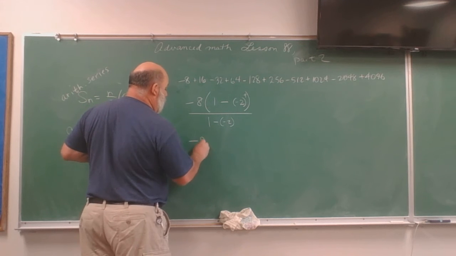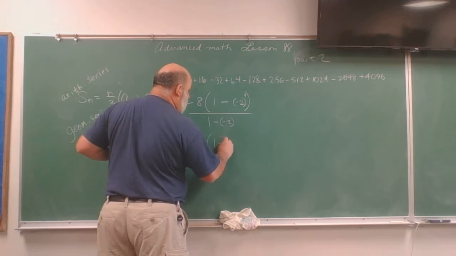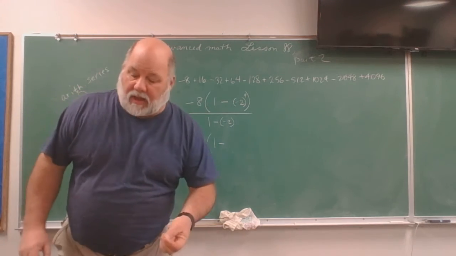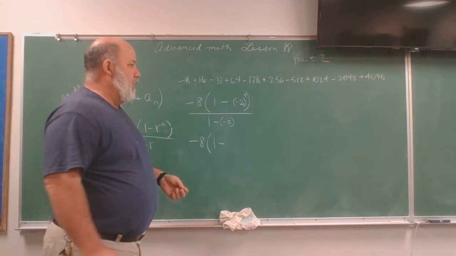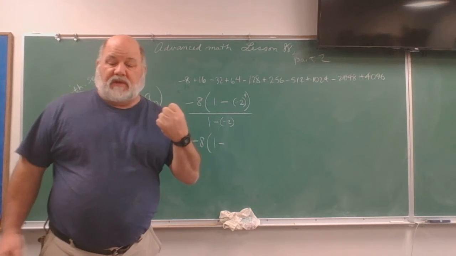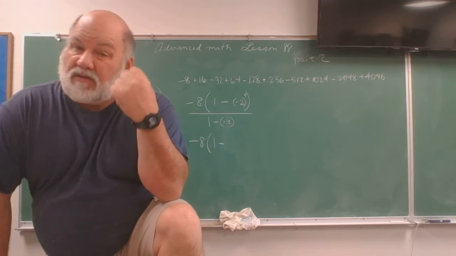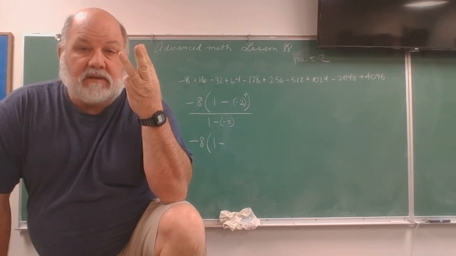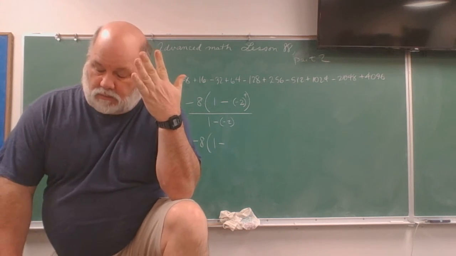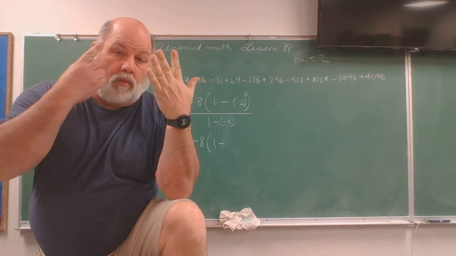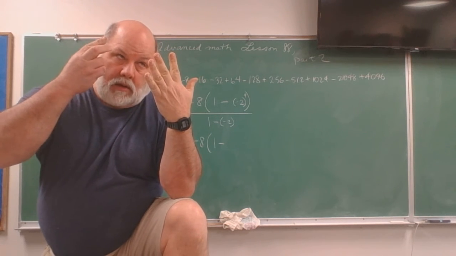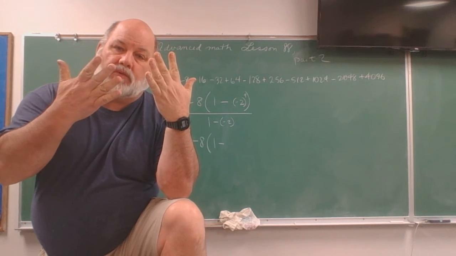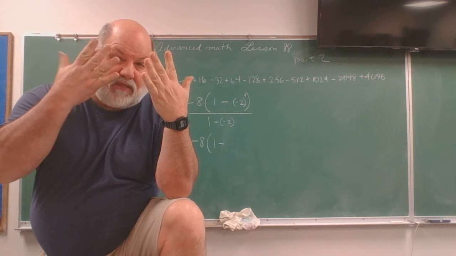Let's take this -8. 1 minus. Now, what is -2 to the 9th power? All right. We've done this a lot in class. I can tell you right now it's 512, but let's just do it. So it's 2, 4, 8, 16, 32, 64, 128, 256, 512, 1024. 1024 is the 10th.